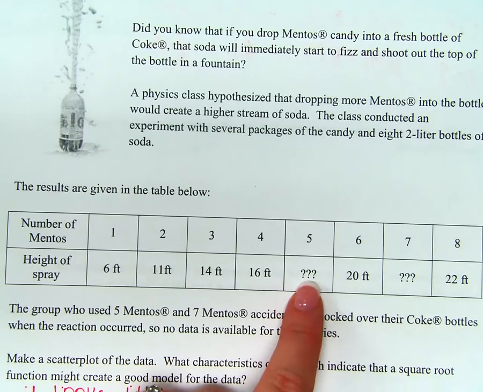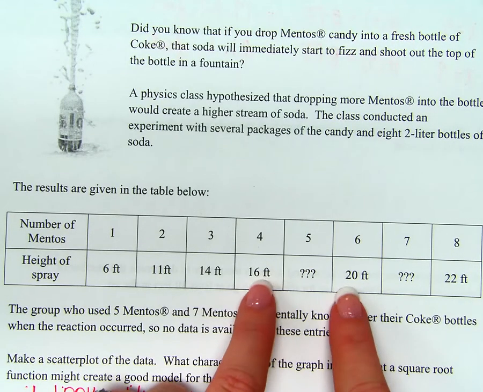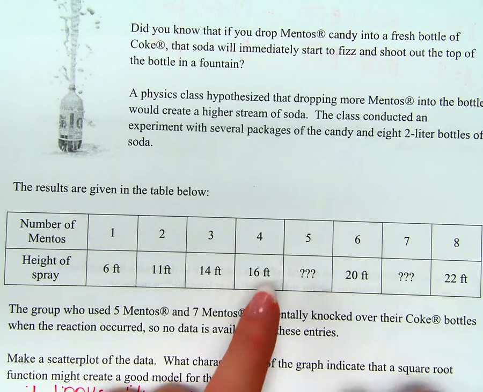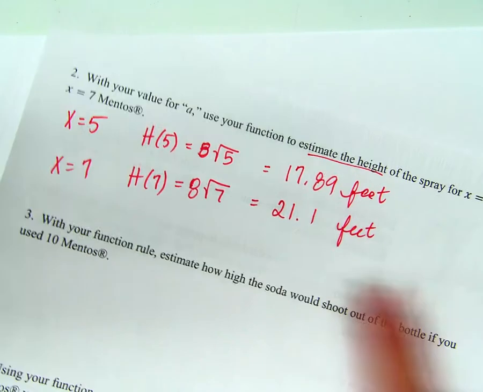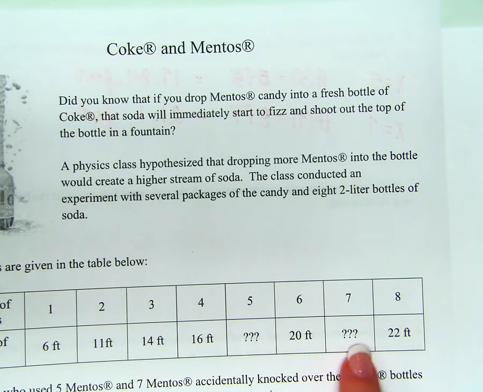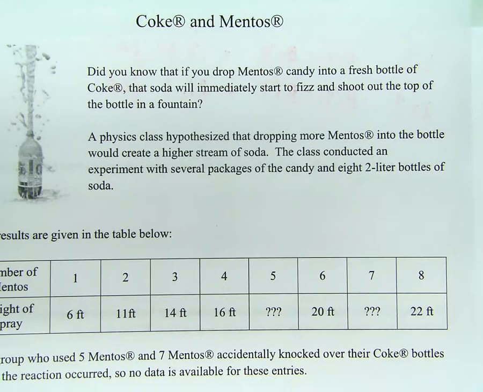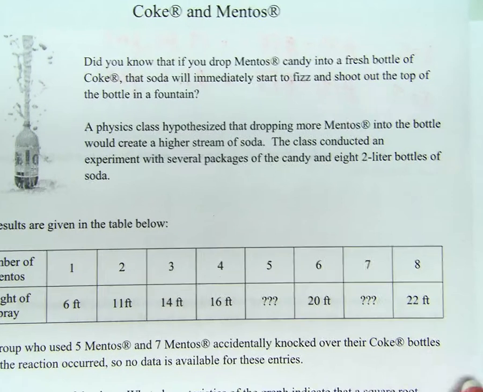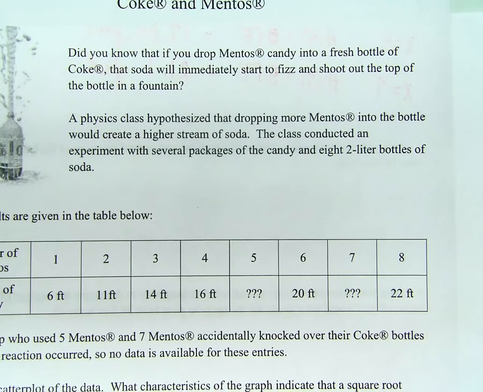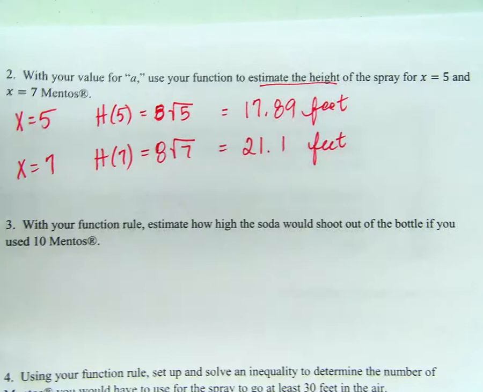But does 17.89 feet make sense in between these two numbers? It does, doesn't it? What about 21.1 for 7? That does make sense, right? So even if I'm a little bit off because I rounded a little bit, those answers still make sense, don't they? Okay, so those are reasonable answers.